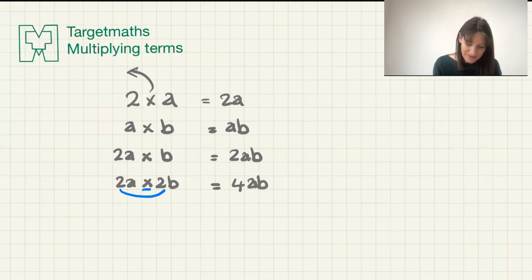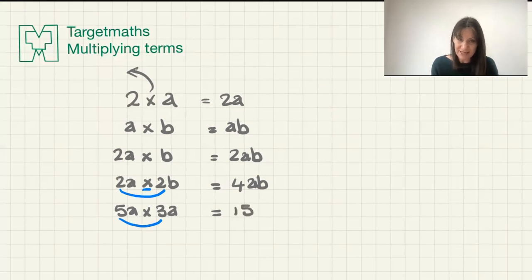Okay. What am I going to do with this question? 5A times 3A. So I can see the number work. The number work here is 5 times 3. So I'm going to get that done first. I always think numbers first, letters second. And then I've got A times A.